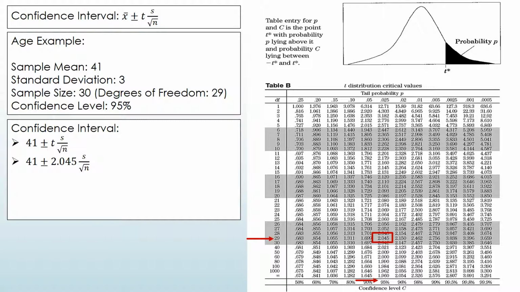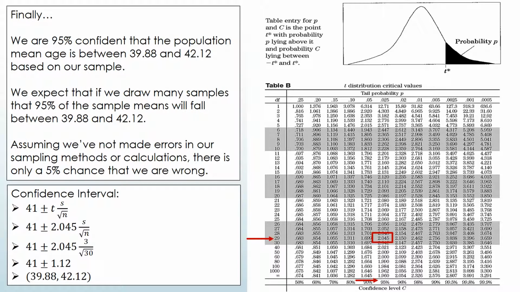Let's plug it in. Now we just plug and play, putting in our sample standard deviation and sample size. Run the math and we end up with 41 plus or minus 1.12, which generates a confidence interval of 39.88 to 42.12. This means we are 95% confident that the population mean age is between 39.88 and 42.12 based on our sample. We expect that if we draw many samples, 95% of the sample means will fall between 39.88 and 42.12. Assuming we've not made errors in our sampling methods or calculations, there is only a 5% chance that we are wrong.